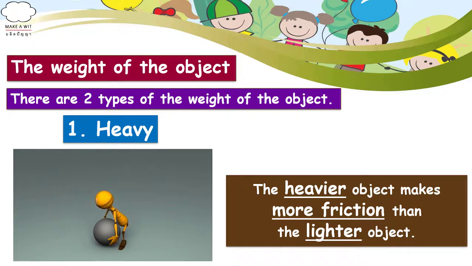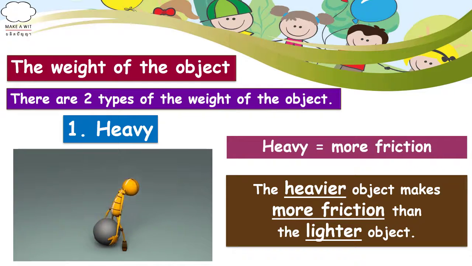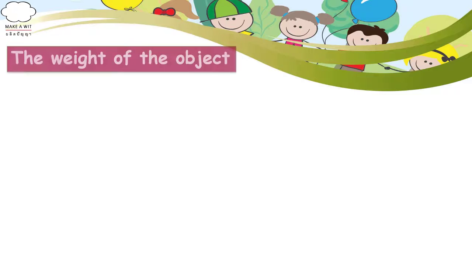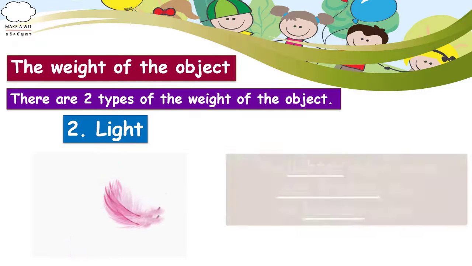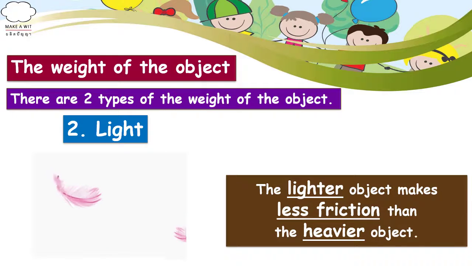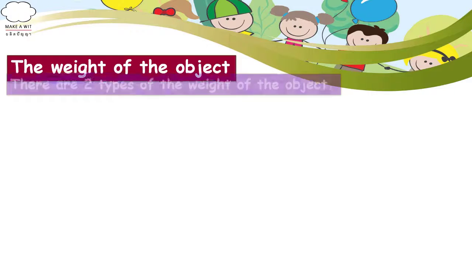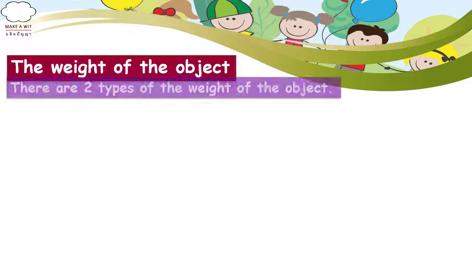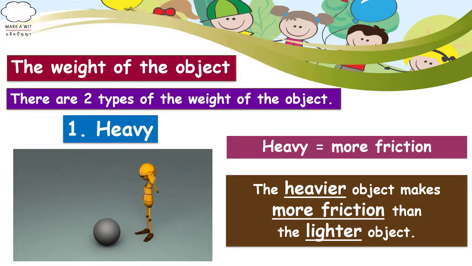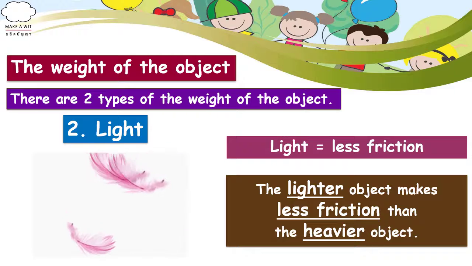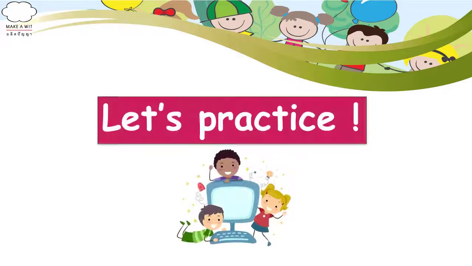The heavier object makes more friction than the lighter object. Heavy is more friction. Now, light. The lighter object makes less friction than the heavier object. Light is less friction. Okay, heavy is more friction, and light is less friction. Very good. Okay, next. Let's practice.